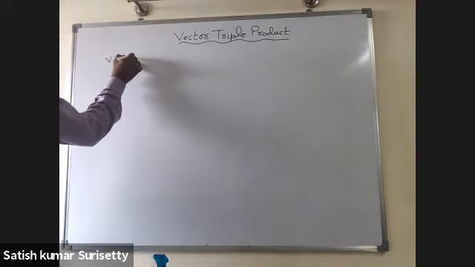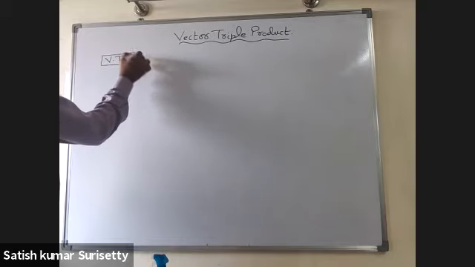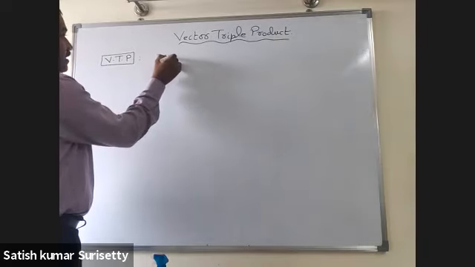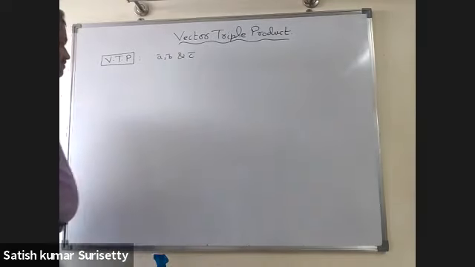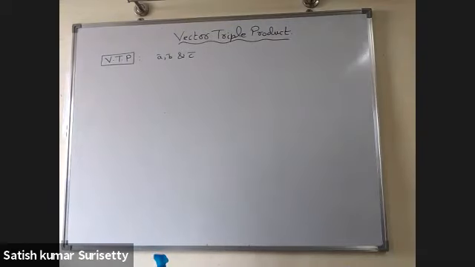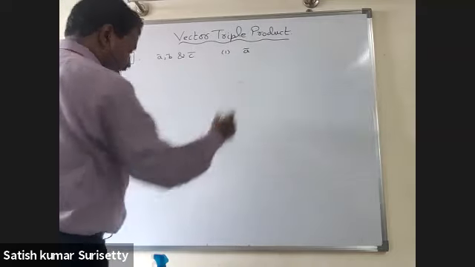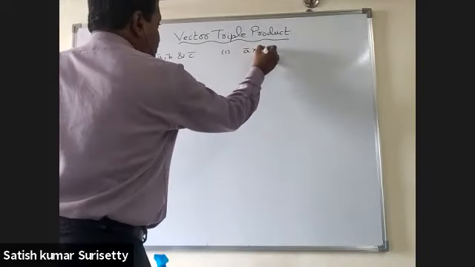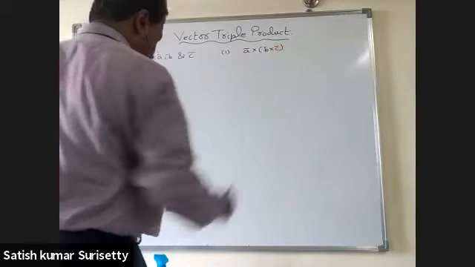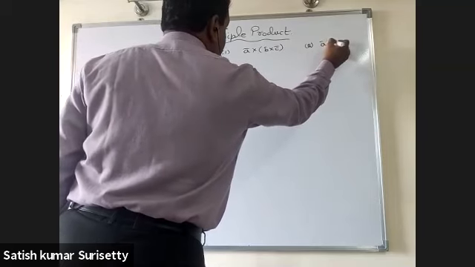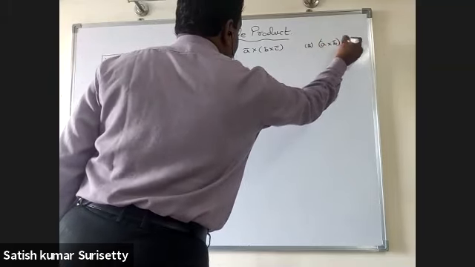Vector triple product. For any given three vectors A bar, B bar and C bar, the vector triple products are: number 1, A bar cross B bar cross C bar, and number 2, A bar cross B bar cross C bar.